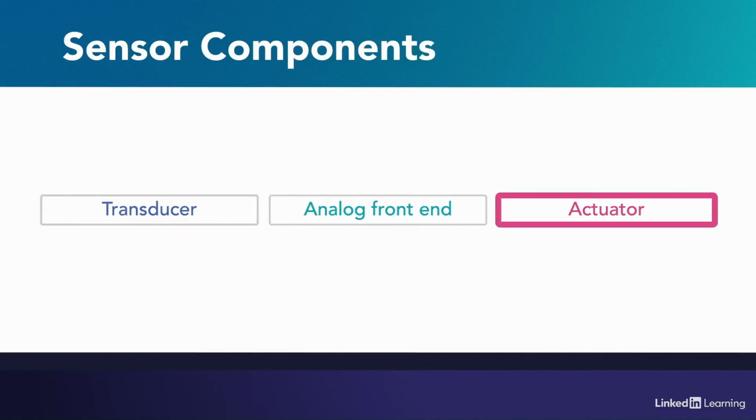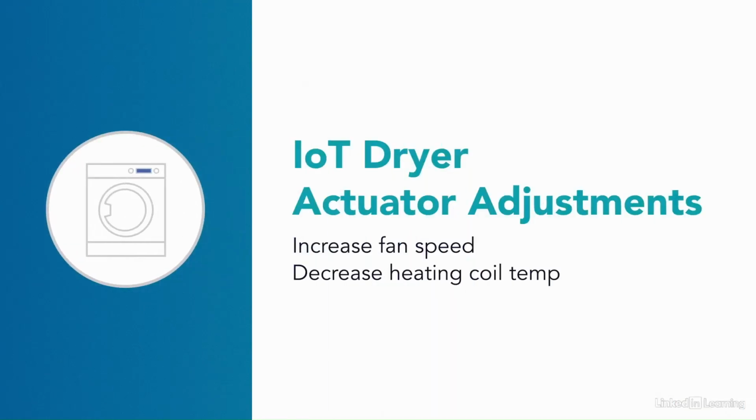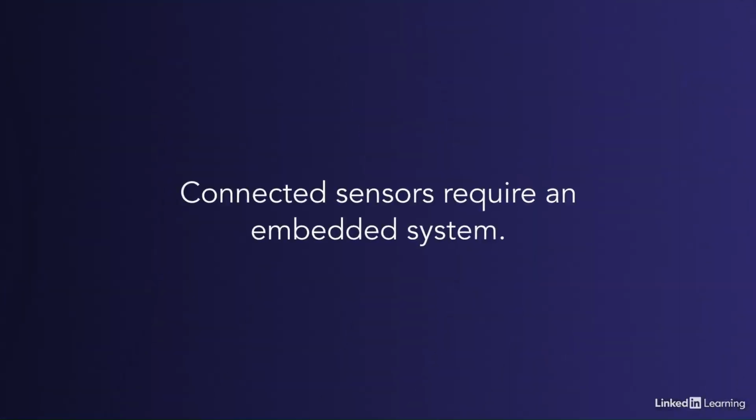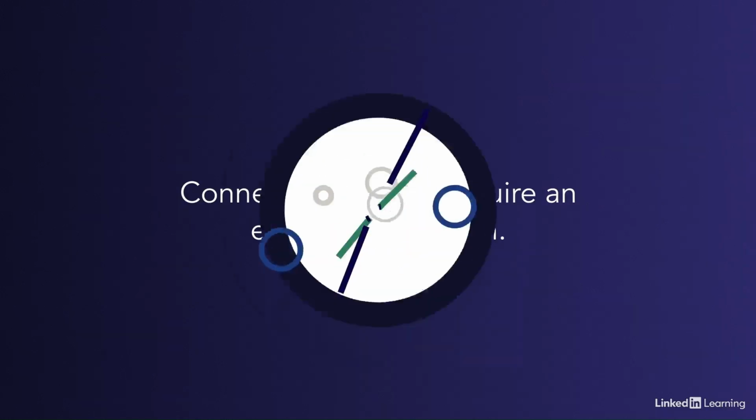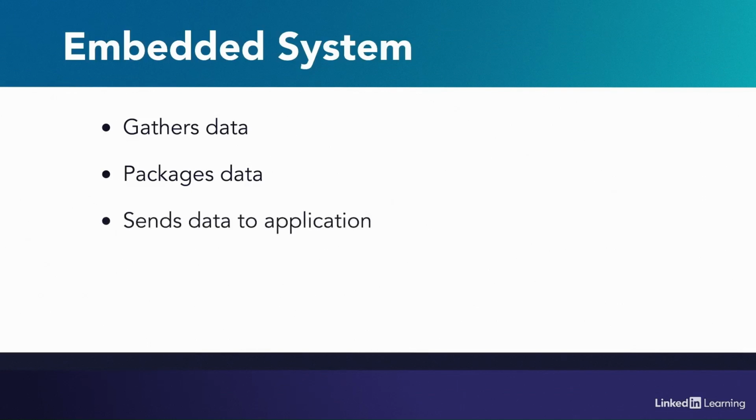Actuators work the other direction. A digital signal, which is really a message from the application, is converted with a D to A converter to affect the physical environment. Going back to our IoT dryer, we may use an actuator to increase the fan speed or decrease the temperature of the heating coil. To make a sensor a connected sensor requires an embedded system. The embedded system takes the digital payload, packages it, and sends it along the OT network to the application.